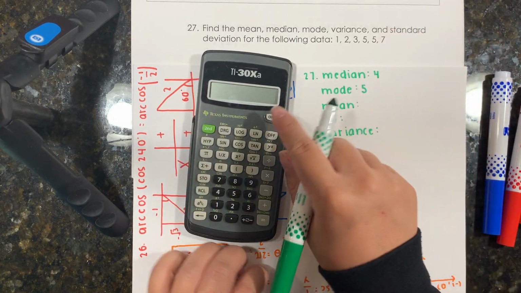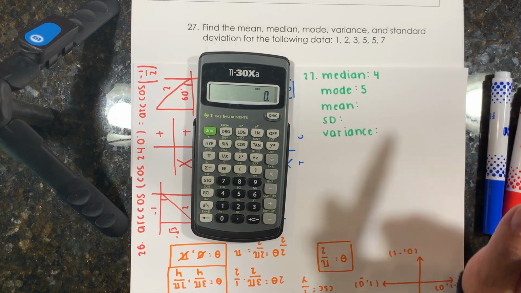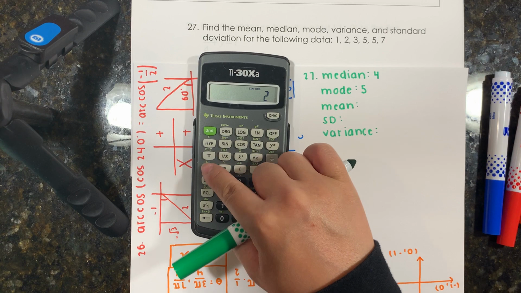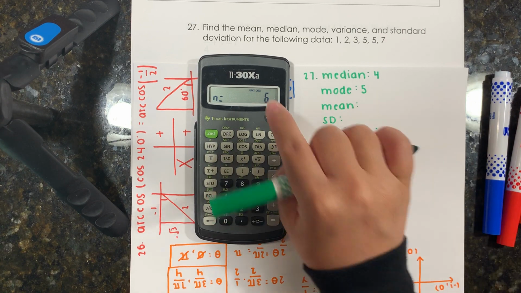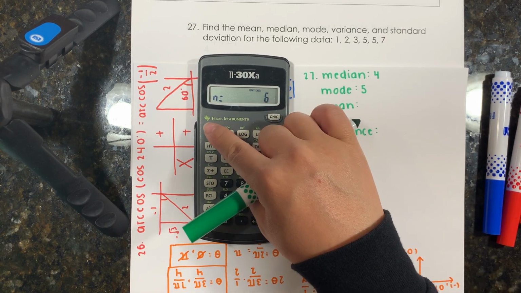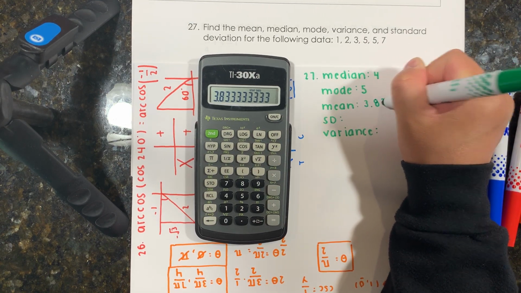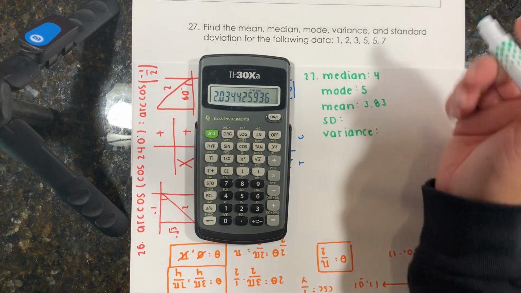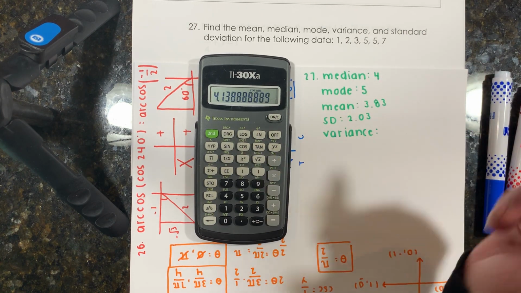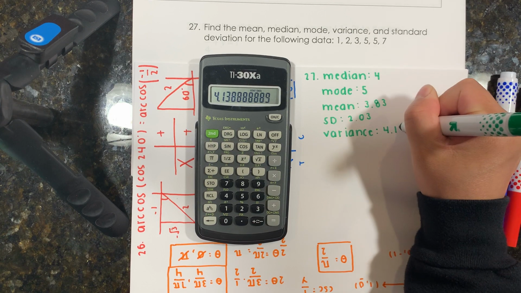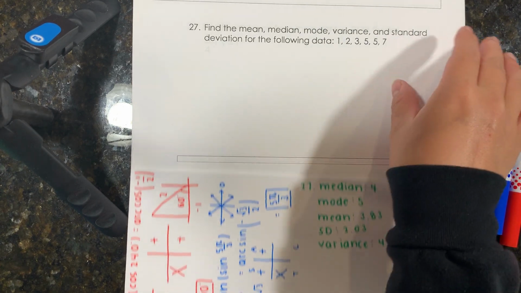Now I'm going to start finding the mean. So I'm going to do second 7 to clear my calculator. It says error. That means there's nothing stored. Now 1, 2, 3, 5, 5, 7. So there's 6 values in my calculator. To find the mean, you do second x squared. So that gives me 3.83. Standard deviation is second divide, which gives me 2.03. And the variance, I just square that, which is 4.14. So number 27, almost all done in your calculator.